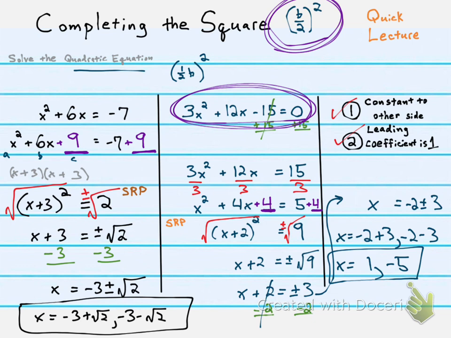We usually complete the square with a quadratic equation where our polynomial doesn't factor, because factoring is going to be a little quicker. But even if it does, and you didn't see it, that's fine. We still get our answers.